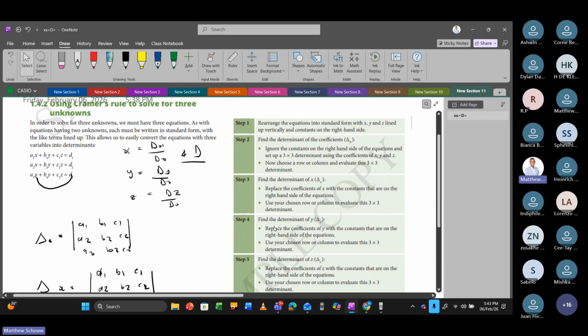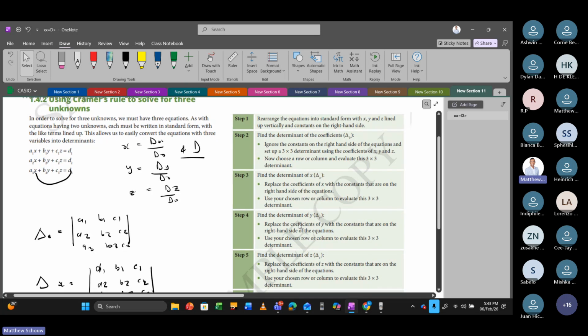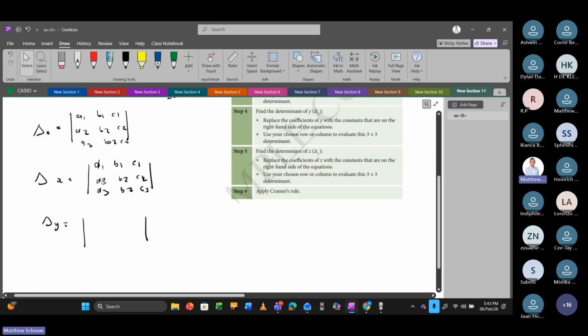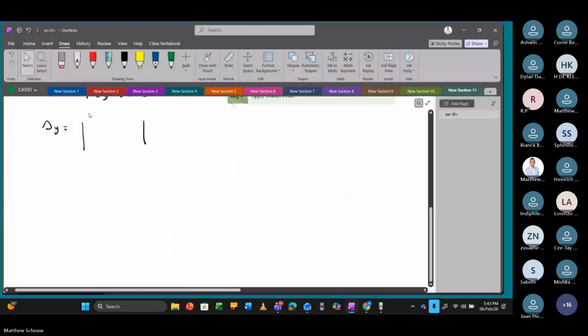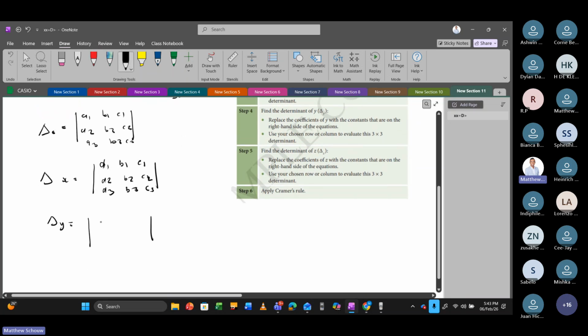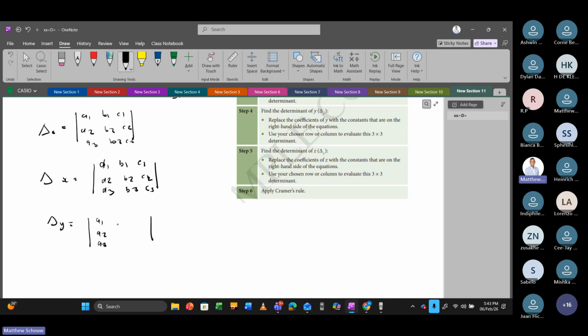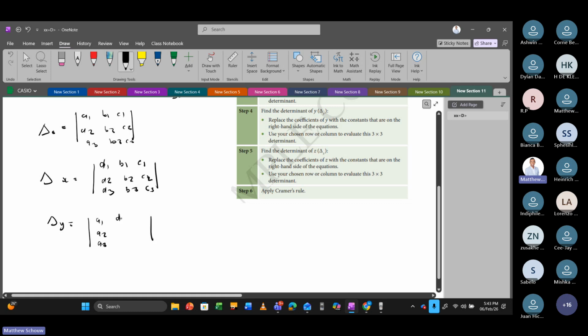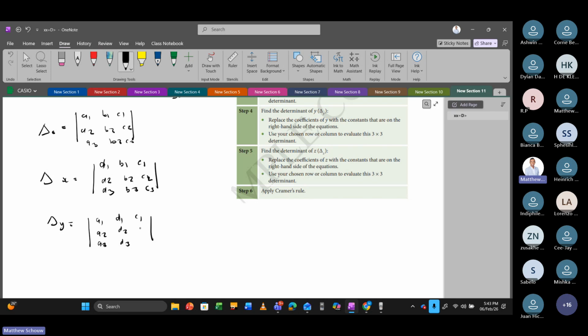Then for our determinant y, it says replace the coefficients of y with the constants on the right-hand side. Same story. We remove the y, and the constants come in the middle. So we have a1, a2, a3, then instead of the b column we have d1, d2, d3, then c1, c2, c3. And for delta z, we do exactly the same thing: wherever z is, we put the constants there.